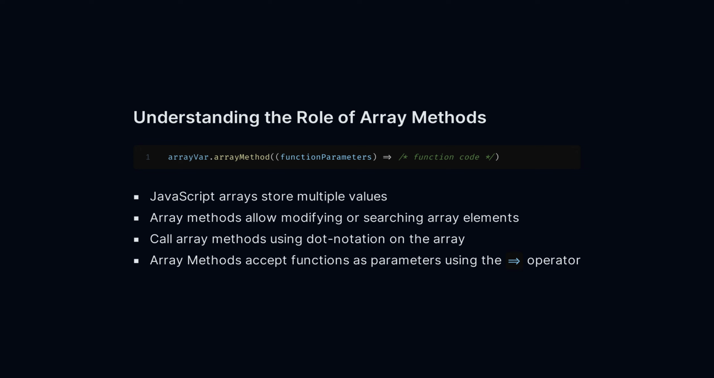At the core of our lesson today is a deep dive into JavaScript array methods. Arrays are a fundamental part of JavaScript, allowing us to store multiple values in a single variable. But what can we do with these arrays? Well, we have an arsenal of array methods for operations like modifying or searching array elements. To use these methods, we call them on the array using dot notation. For example, it would be array_var.arrayMethod. Most of these methods accept functions as parameters using the arrow operator. And remember, the beauty of JavaScript is that our arrays can store anything. Now that we have that groundwork, let's see these concepts in action.